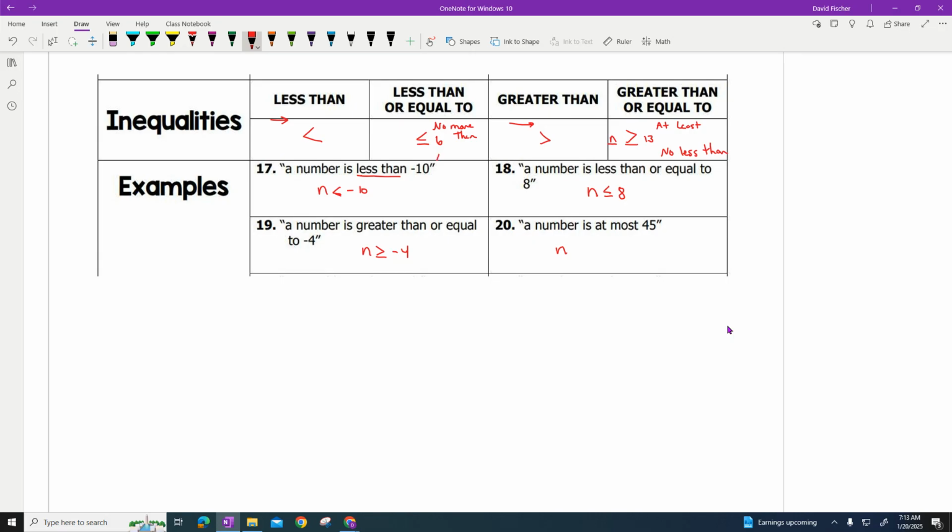So I want to put that over here. "At most" comes up sometimes. So that means this number has to be less than or equal to 45, because you could be 45. At most 45, so 45 would still make it a true statement. So that number is at most 45. I like that one. Can't go over 45.